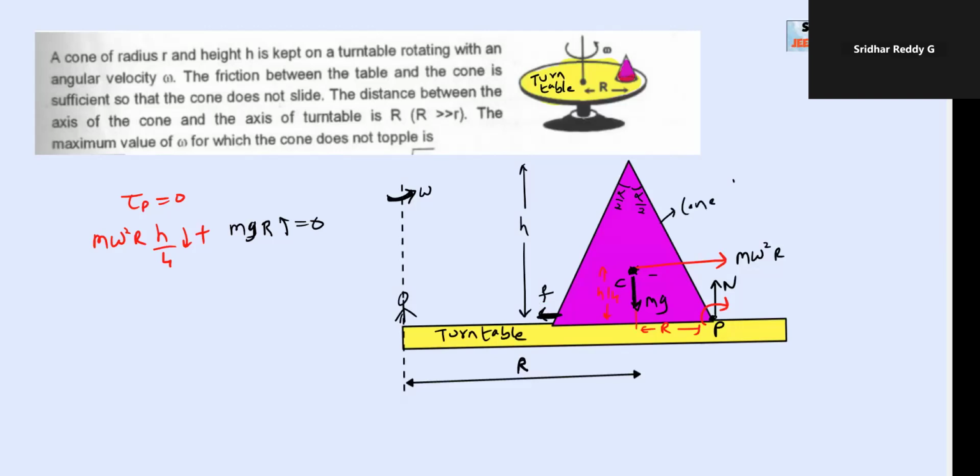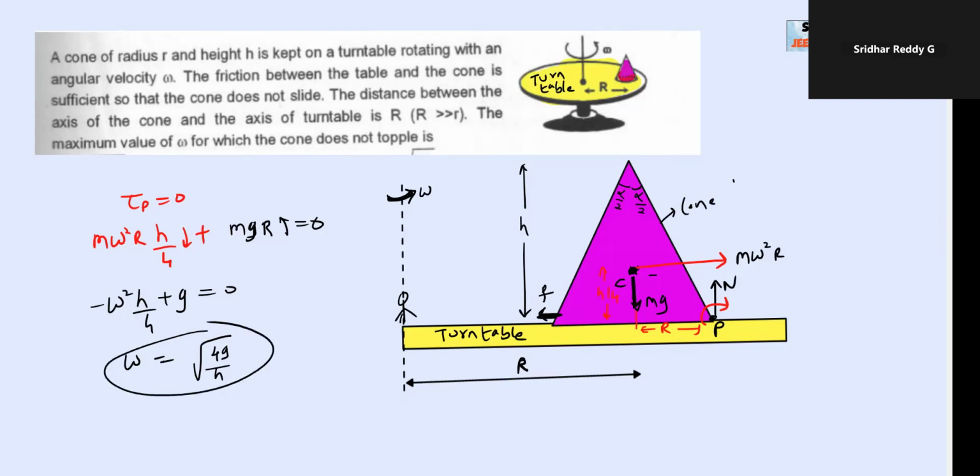We'll simplify this. m will get cancelled out. So omega square H by 4 equals g, which gives omega. If the angular velocity is greater than this, it will topple about point P. If the angular velocity is less than this, the block will not topple on the turntable. This will be your answer.